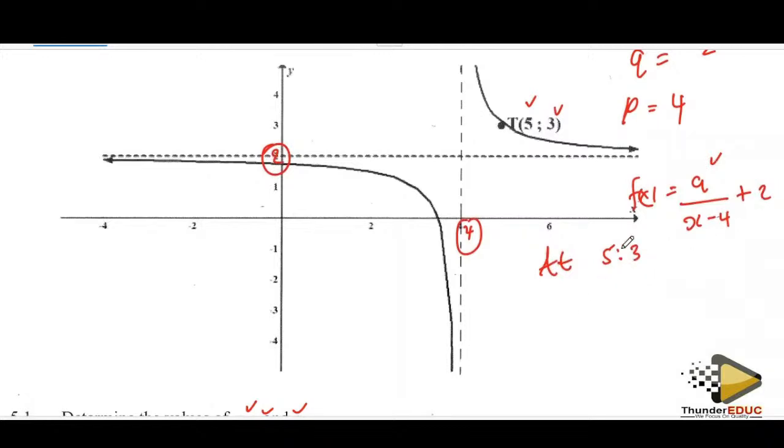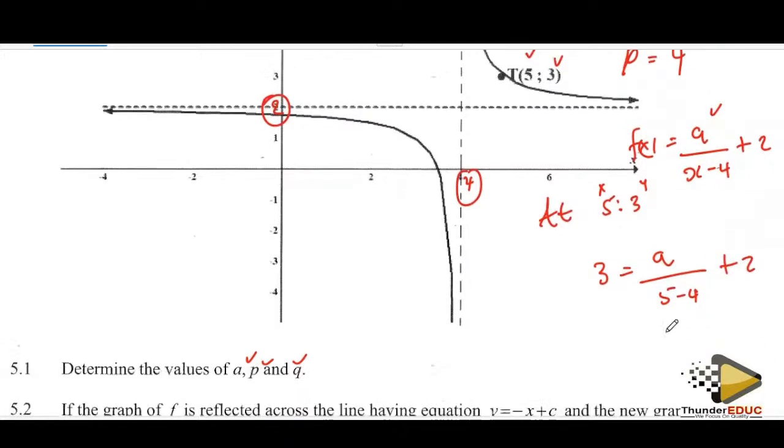So this is x, that's y. So 3 is equal to A over our x is a 5 minus 4 plus 2. You know that 5 minus 4 is a 1. So 3 is equal to A plus 2, move the 2 this side. Therefore, our f of x is just going to be 1 over x minus 4 plus a 2.